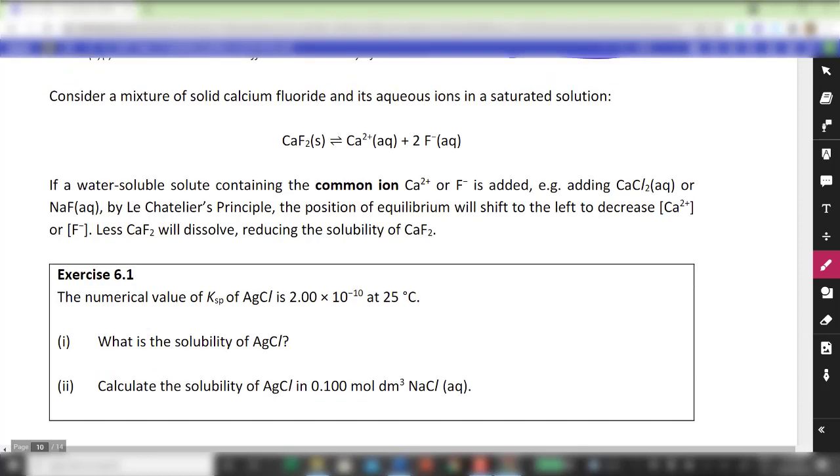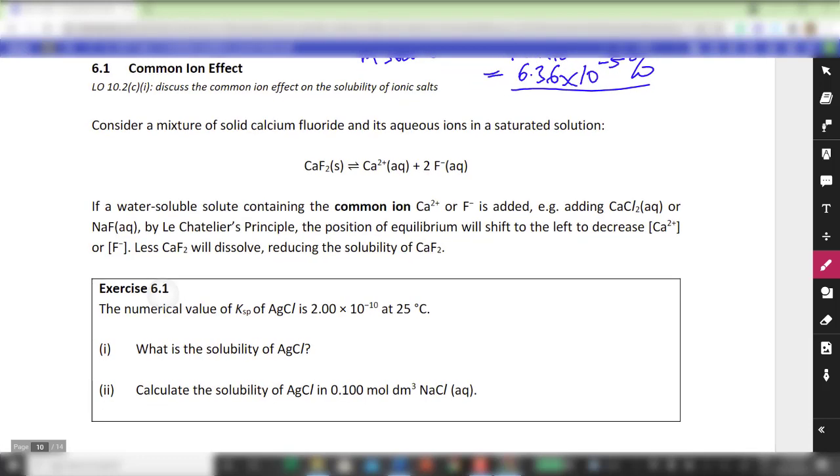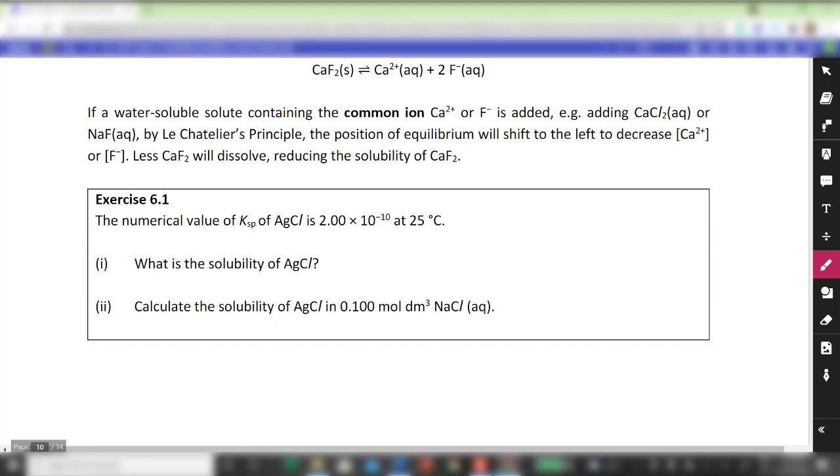But I think I've mentioned maybe in the tutorials that the term common ion effect cannot be used as an explanation. But what can be used is actually using Le Chatelier's principle and talking about how the position of equilibrium will shift. Okay, yeah. So we'll just do a simple exercise 6.1.